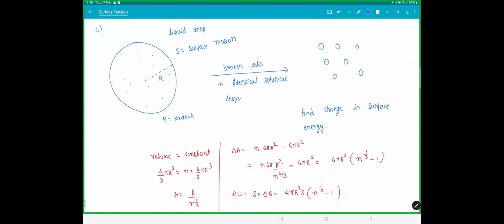So if you take 1000 drops, that would have been 10 power 3, so you'll get 10 minus 1. Did you notice one thing? When you break a big drop into small drops, you increase the surface area. And if you increase the surface area, you increase the energy. So where are you getting this energy from?